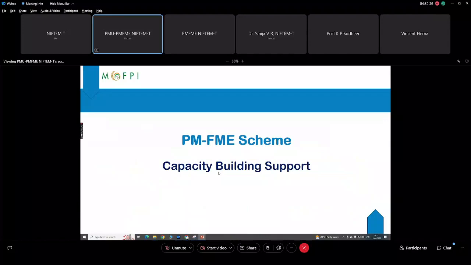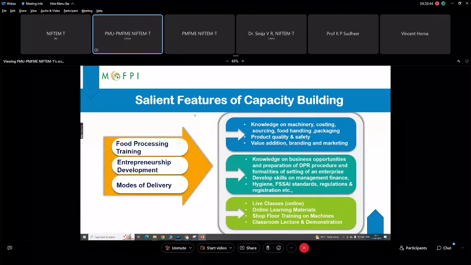So now we will move on to another important component of the scheme, that is the capacity building component. Actually, this component involves providing training to all the stakeholders of the scheme in two aspects. One is product specific training and the other one is entrepreneurship development. The product specific training focuses on the domain knowledge, machineries involved, packaging aspects, value addition with respect to micro enterprises, marketing and branding, and many more.